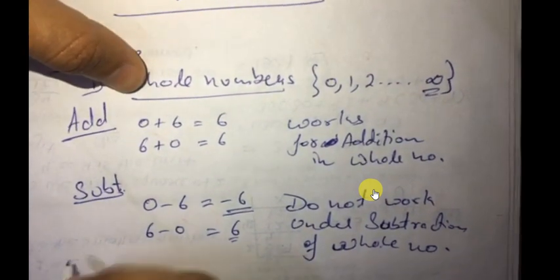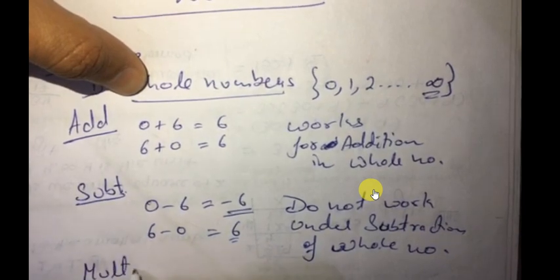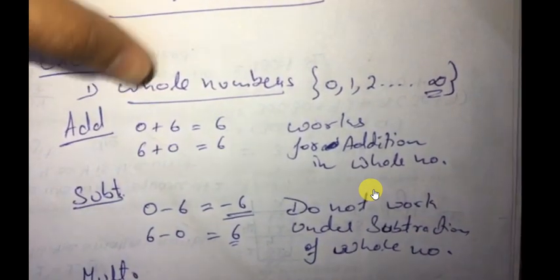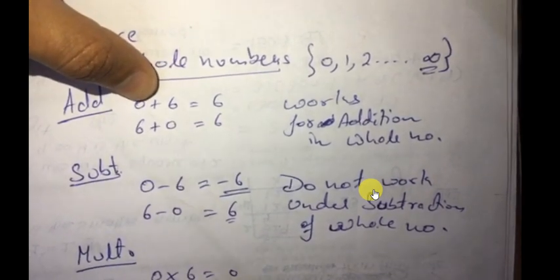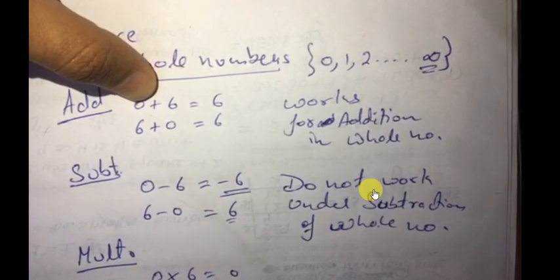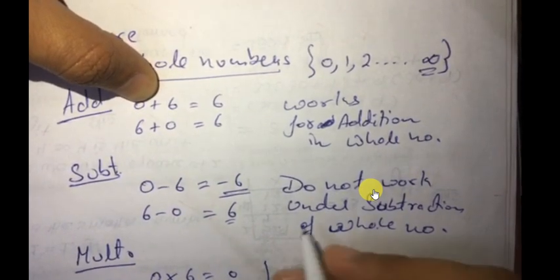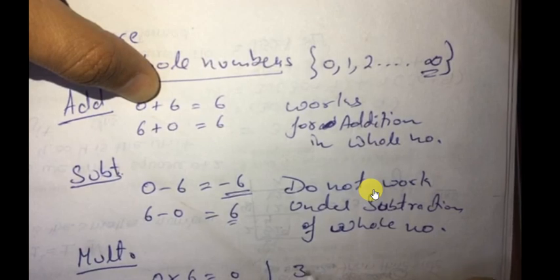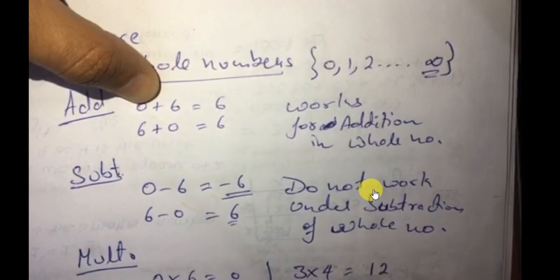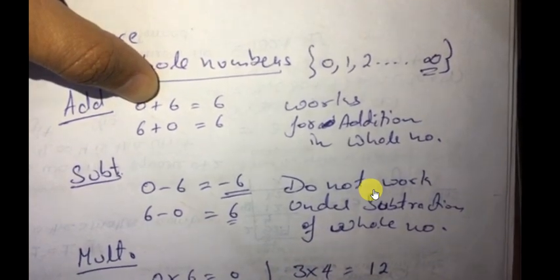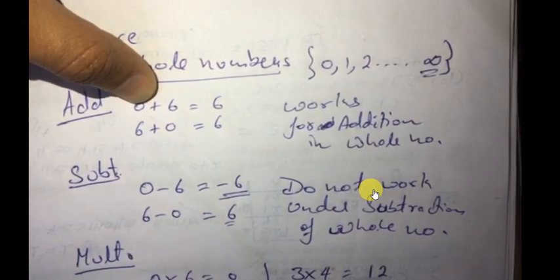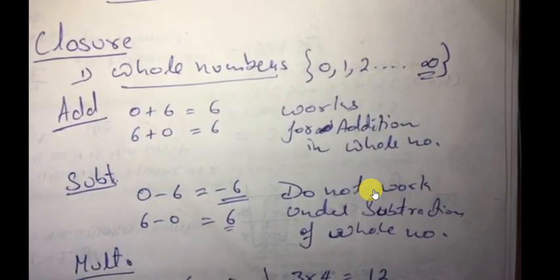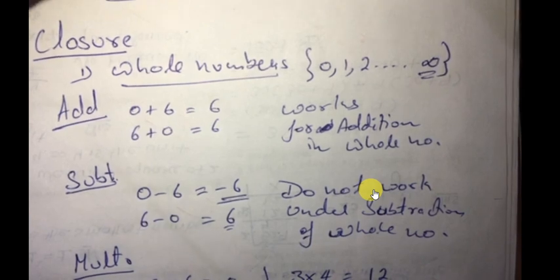Now next, for multiplication, if we do the multiplication of these numbers, 0 into 6 will give you 0, and 6 into 0 will also give you 0. If we take something else like 3 into 4 will give you 12, and 4 into 3 will also give you 12. Hence, yes, it works. Closure property works in multiplication in whole numbers.